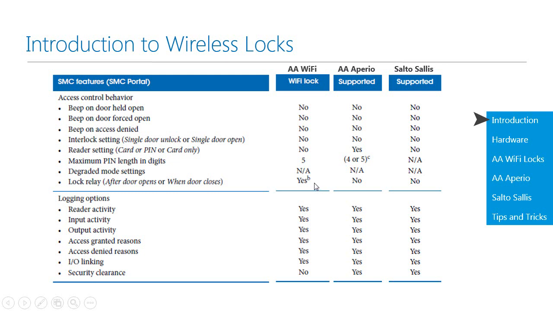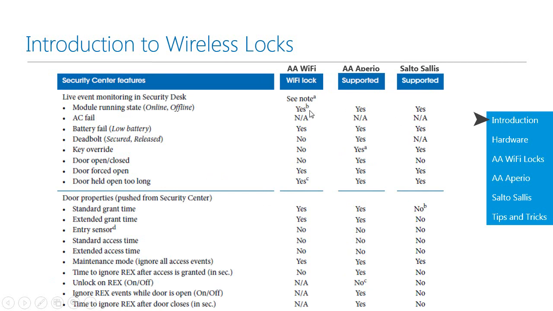Now, in terms of Security Center features, a few important ones are event monitoring for the state of the unit, the low battery indicator, the door forced open events, and the door held open events. Now, the Aperio units can also detect if a deadbolt is in place and if the door is open or closed. Sorry, there we go. There's the deadbolt right there. Now, both the Aperio and the Salus units can report an event if a key was used to open the door as well.